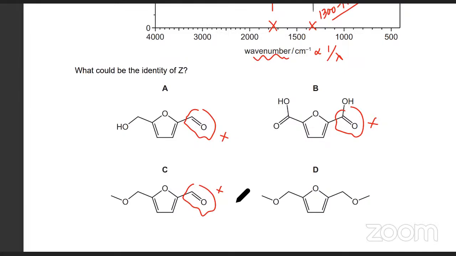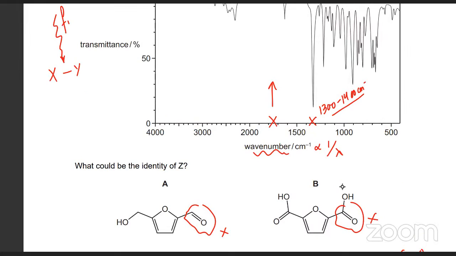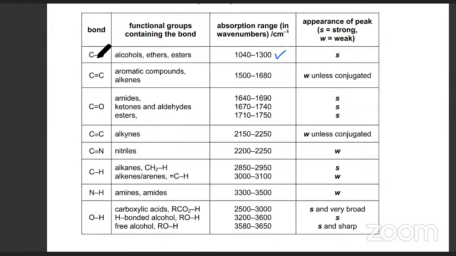So what are you left with? You're just left with this last one. What did I tell you? If I looked at the table, I said the candidate for 1300 to 1400 was probably C single bond O. That was the one that was the closest we had, which matched our absorption.